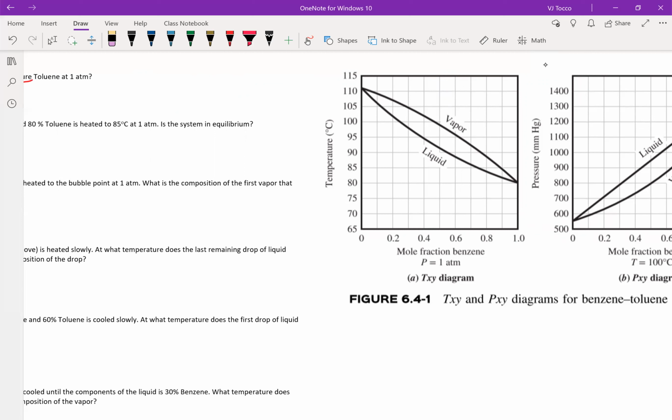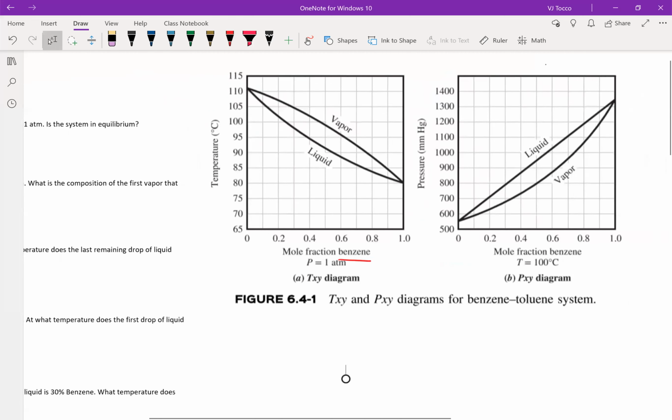The question also asked me about toluene, but rather the mole fraction of benzene is listed on the x-axis. Remember, however, that the composition of the other component is simply 1 minus the mole fraction of the component that's shown for a binary mixture.